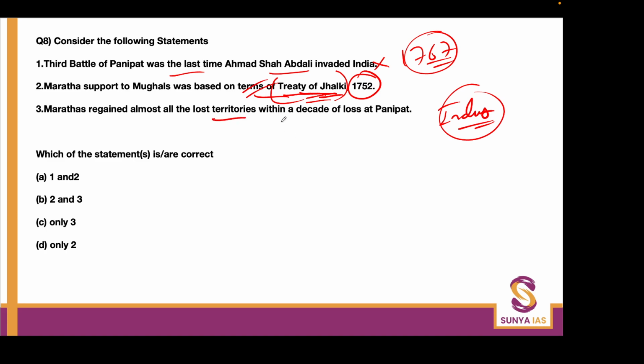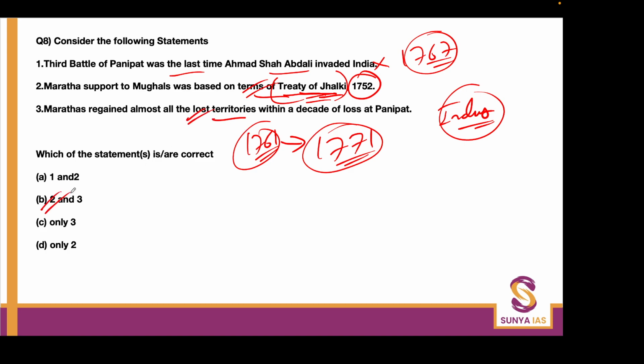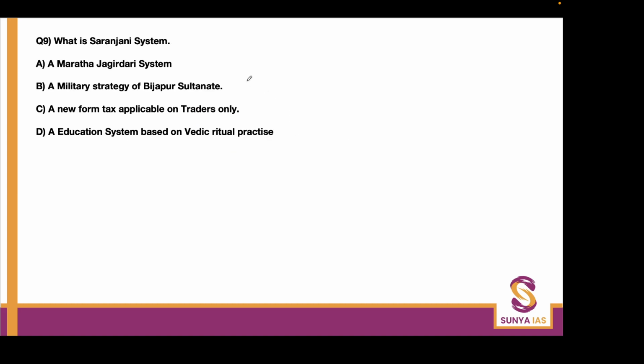Maratha regained almost all the lost territory within a decade of loss of Panipat. This is correct. By 1771, because Panipat ended in 1761. So within 10 years, you will see Marathas, because of the federation system, were able to take back most of the areas which were lost by them initially. So this statement is also correct. So first is wrong, second and third is right. B option is correct. What is Saranjani system?